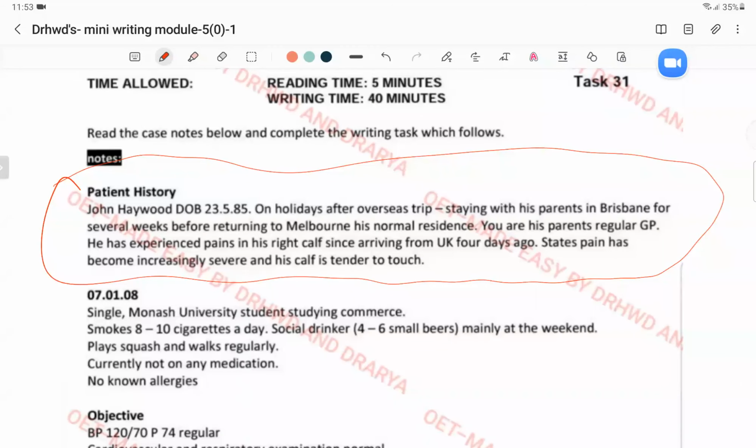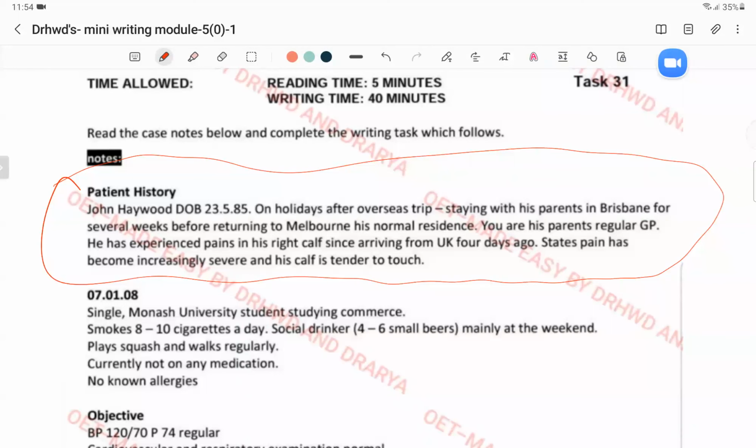John Haywood, date of birth 23/05/85, on holidays after overseas trip, staying with his parents in Brisbane for several weeks before returning to Melbourne, his normal residence. You are his parents' regular GP. He has experienced pains in his right calf since arriving from the UK 4 days ago. The pain has become increasingly severe and his calf is tender to touch.